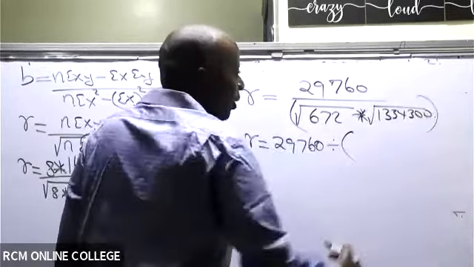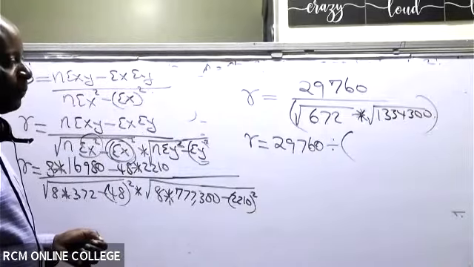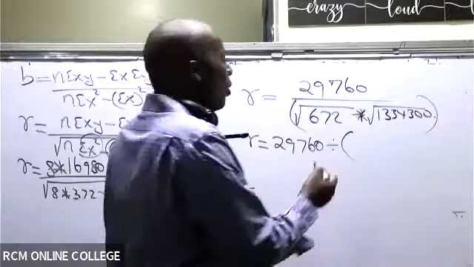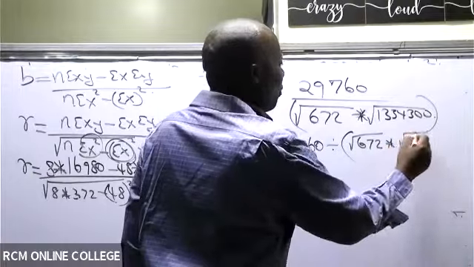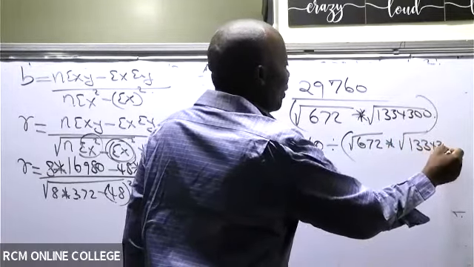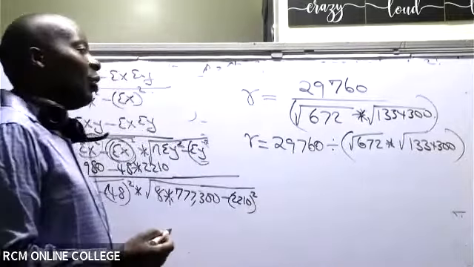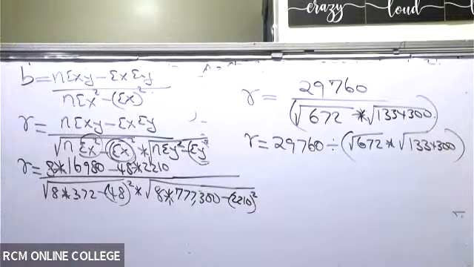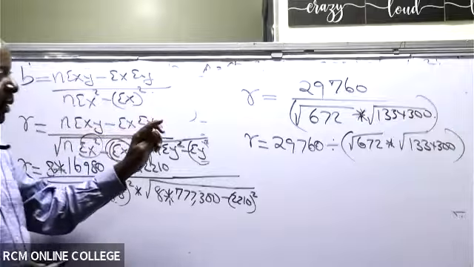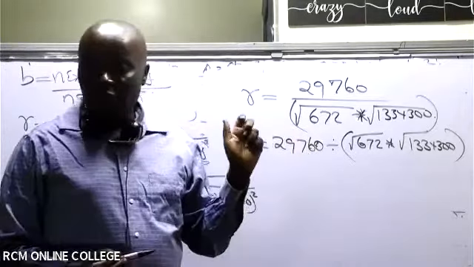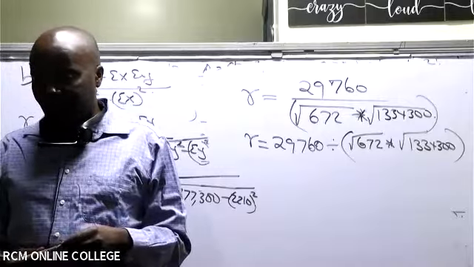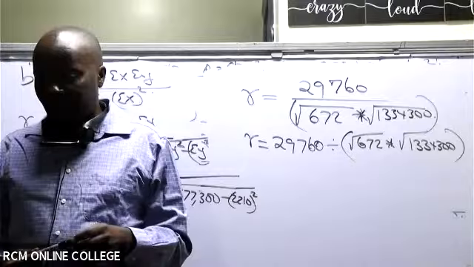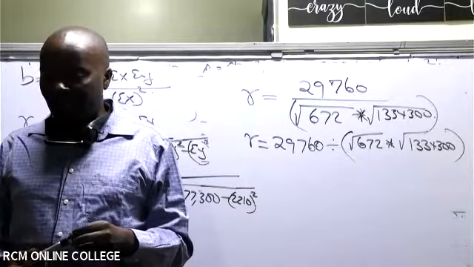So in your calculator, to get this R, you say 29,760 divided by, you open a bracket here to take care of it, because there are two terms. You must always open brackets. So you say square root of 672 times square root of 1,334,300, and then you close the bracket and press equals. I want you to do it with one stroke, but remember to put the denominator into brackets. What are we getting, ladies and gentlemen, here as our R?